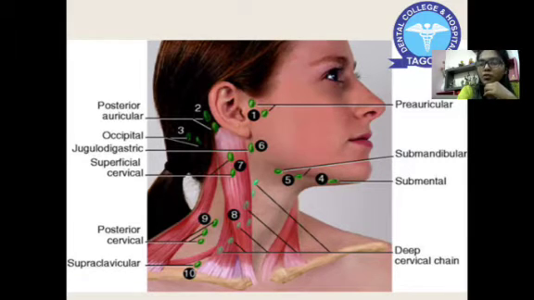These are a group of 3 to 4 lymph nodes which lie along the external jugular vein, situated superficial to the upper part of the sternocleidomastoid. This superficial cervical lymph node will drain the floor of the external acoustic meatus, the lobule of the ear, and also the angle of the jaw. We can also see the auricular lymph nodes.